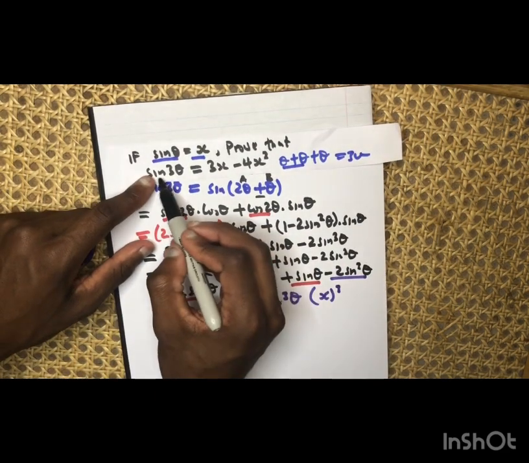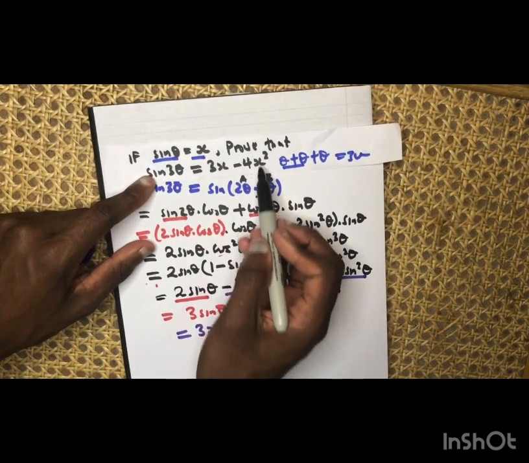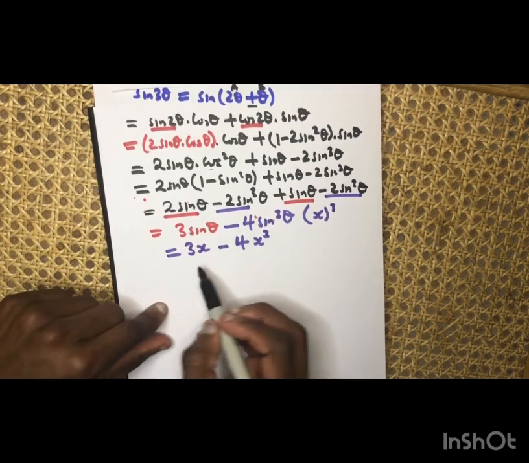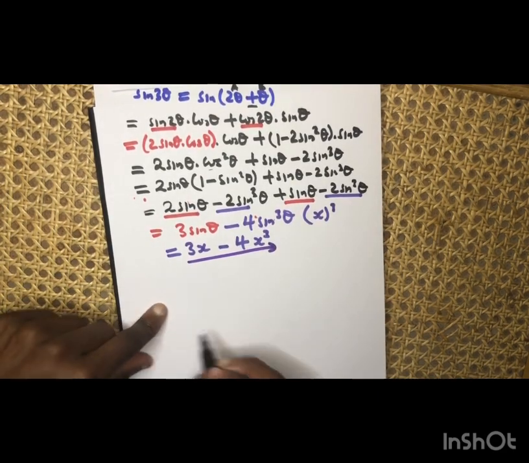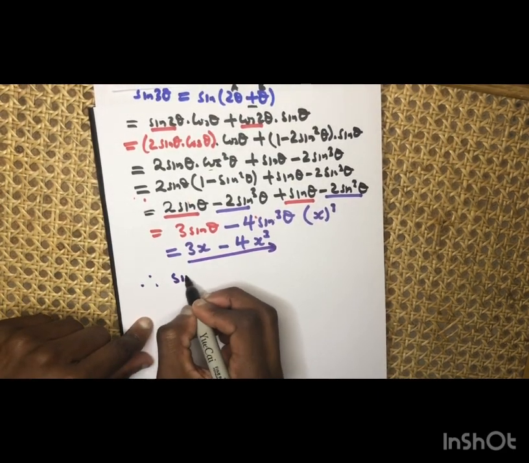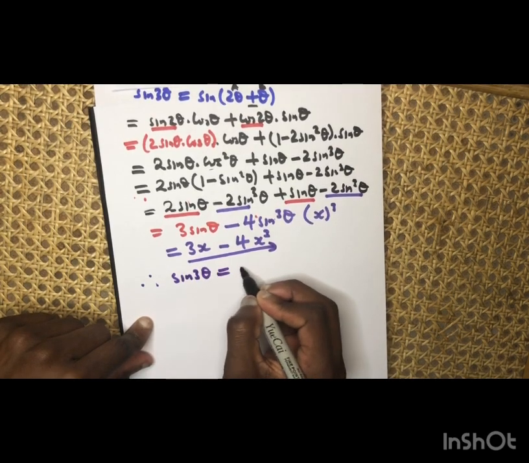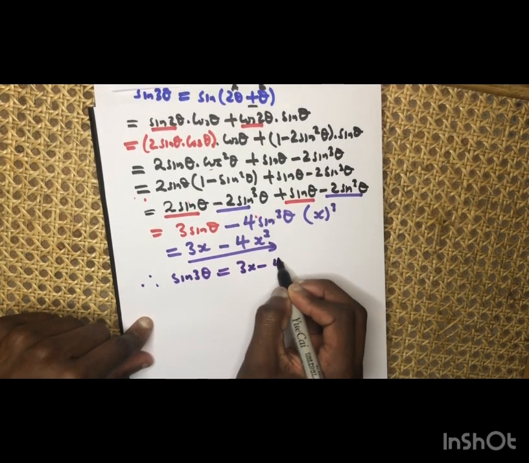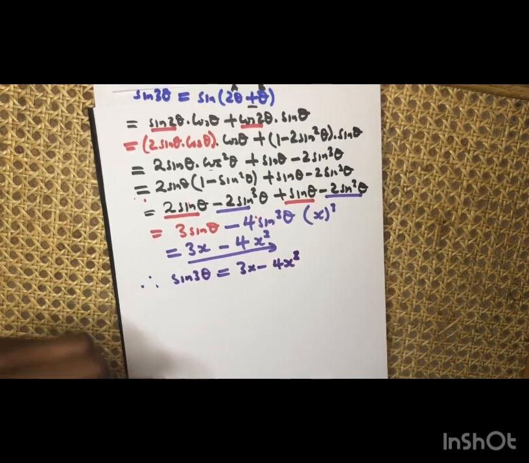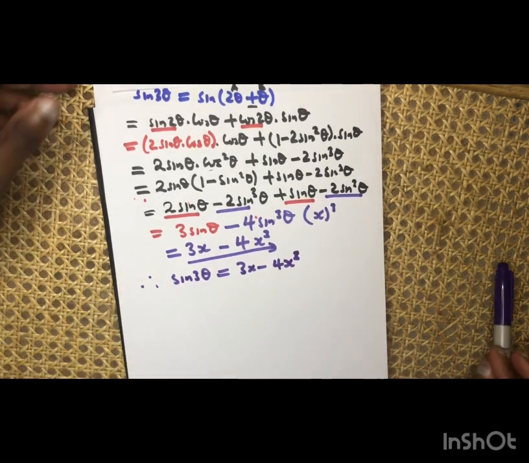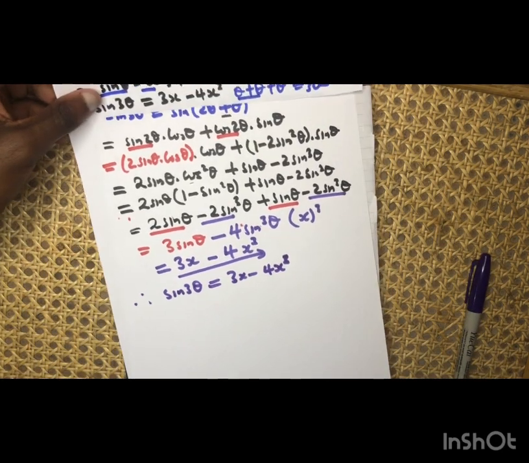So can you see that sine 3 theta now is equal to 3x minus 4x cube, which is the same as this one. So now we can conclude that sine 3 theta is equal to 3x minus 4x cube. So understand? So let's see number 2. What do we have? You can pause the video and try to attempt the question on your own.